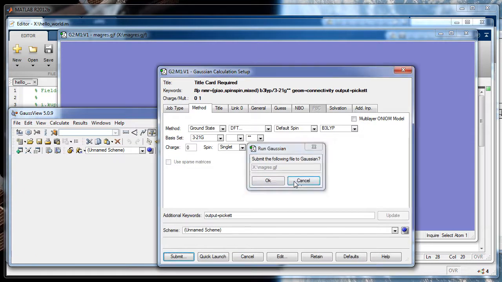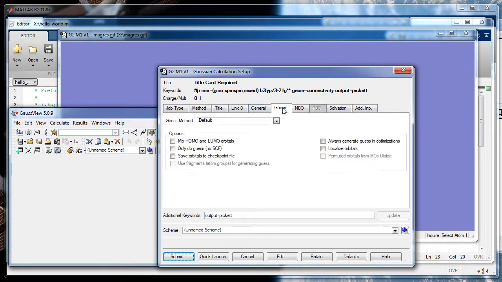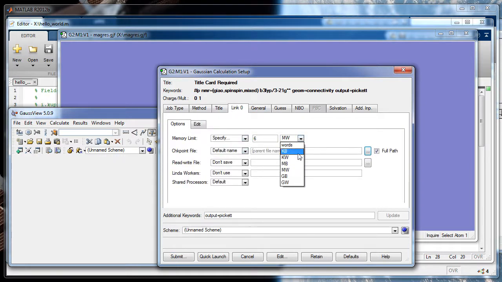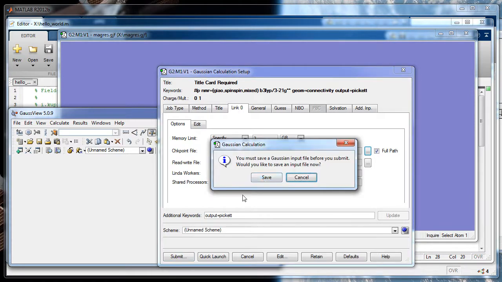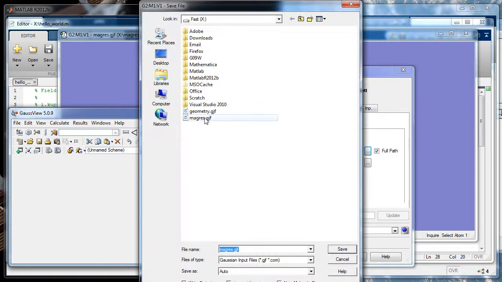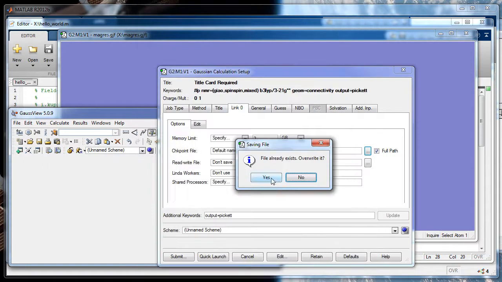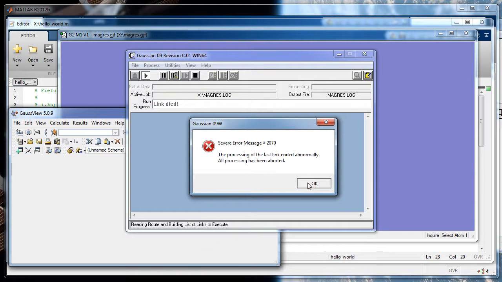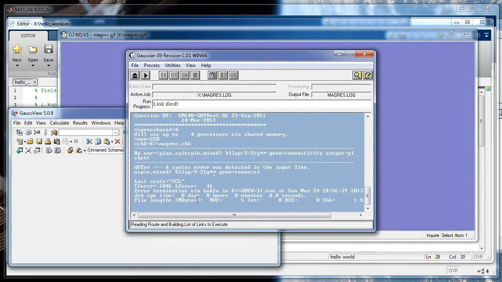And submit. Well, before we submit it to Gaussian, let's just give it a little bit more memory. So memory limit, specify a couple of gigabytes and 4 shared processors, just to make it a little bit faster. So submit magres.gjf, file exists, submit to Gaussian. Boom. Wouldn't want to do that.